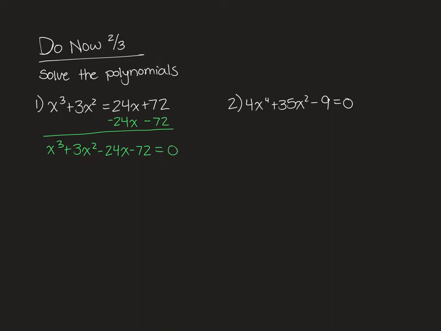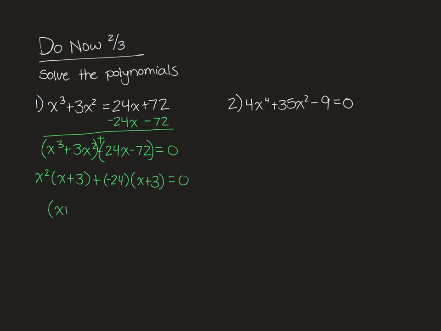Now this polynomial has 4 terms, which means it's a perfect candidate for factoring by grouping. So I'm going to group my first 2 and last 2 terms together and put a plus sign in between. Then we factor out the greatest common factor from each group. So the first group is going to be x squared, that will leave us with x plus 3. Plus, and then from the second group, you can actually factor out a negative 24, which will leave you with x plus 3.